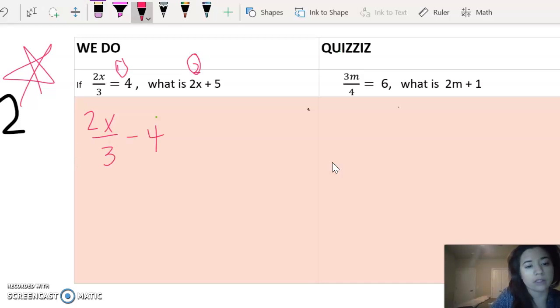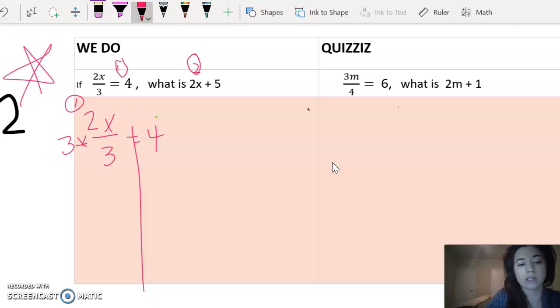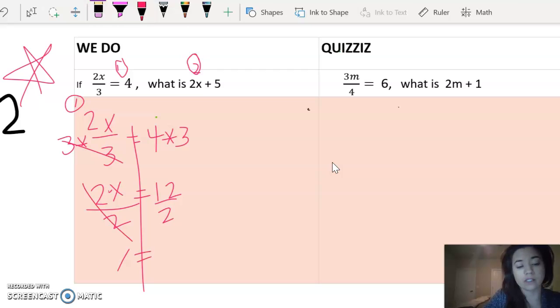Okay, so starting with this one, this is part 1, solving for x. Again, just like the problem above, we need to get rid of division first. The opposite of divide is multiply. We get 2x equals 12. 2 times x. The opposite of 2 times is to divide by 2. Those cancel, and we get x equals 6.